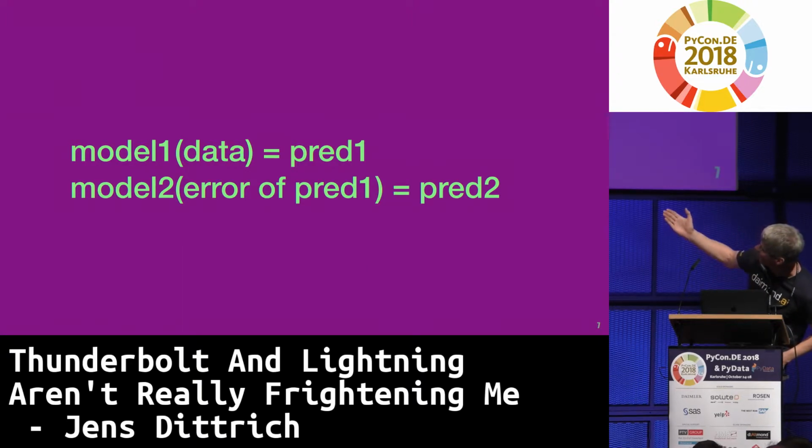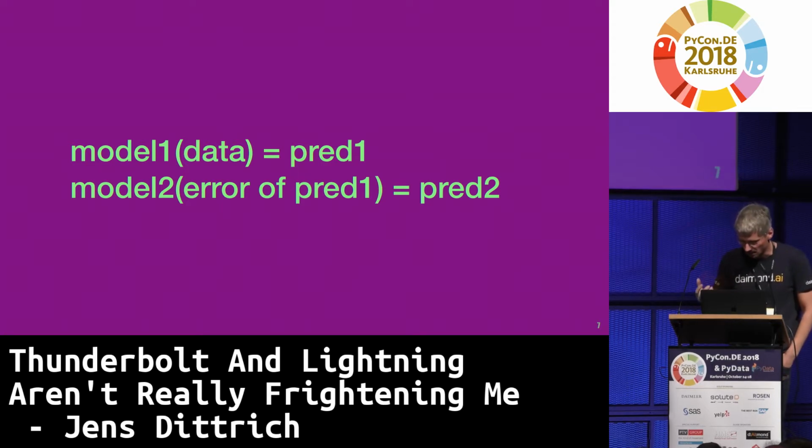So there's a model 1, you put in the data, get a prediction, and model 2 takes the error of the prediction, compares it with the 3rd satellite image, and gets the actual prediction for the lightning.